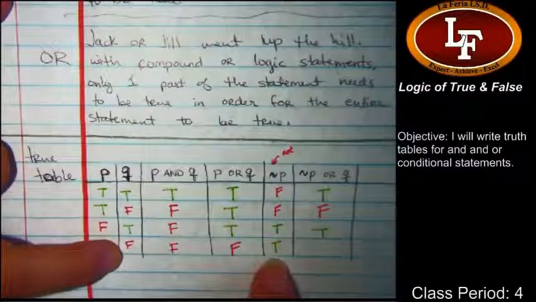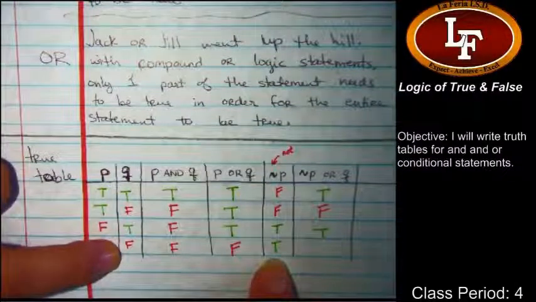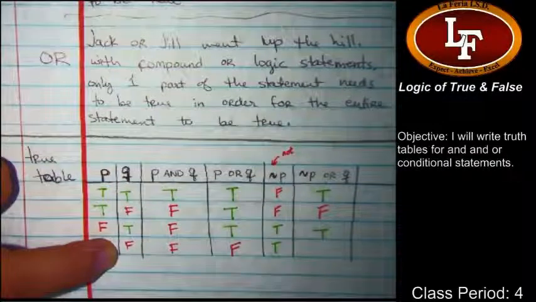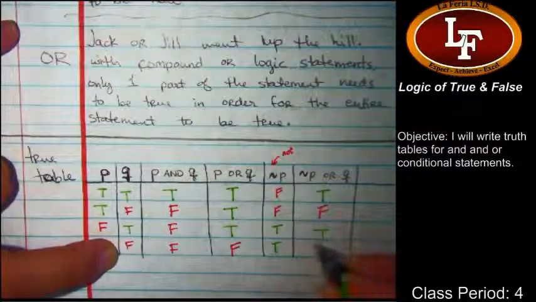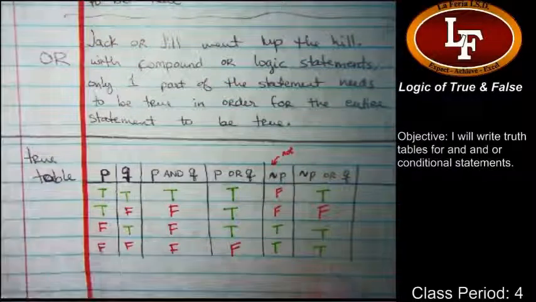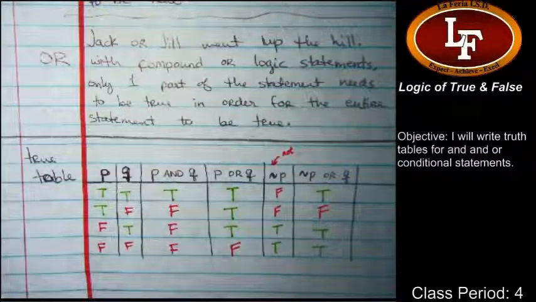Last one. Not P is true. Q is false. Not P or Q is true, because I have one true. Okay? This is where I'm going to end the video.